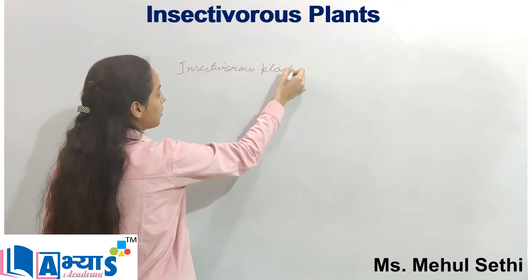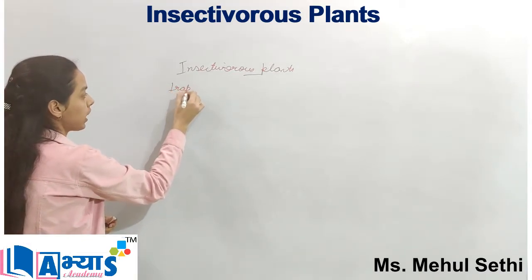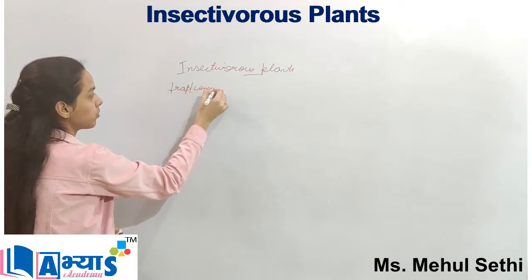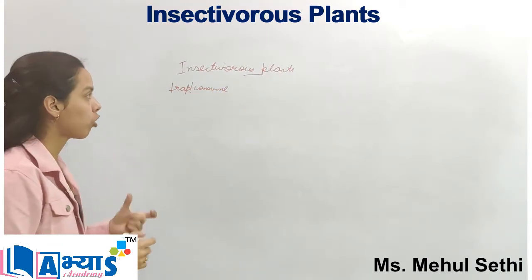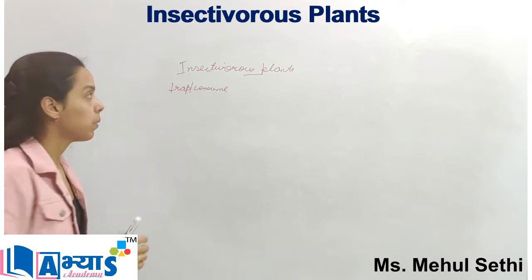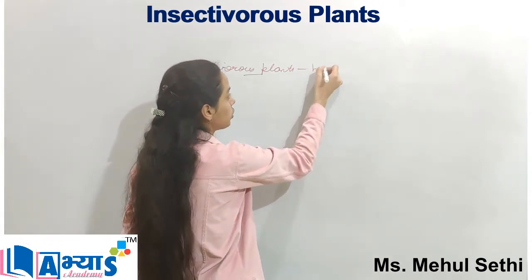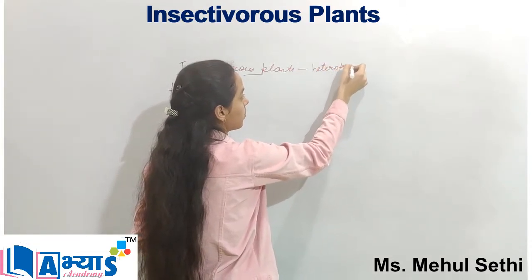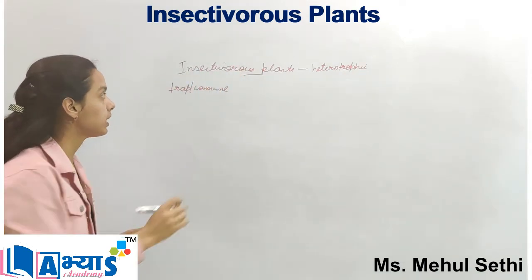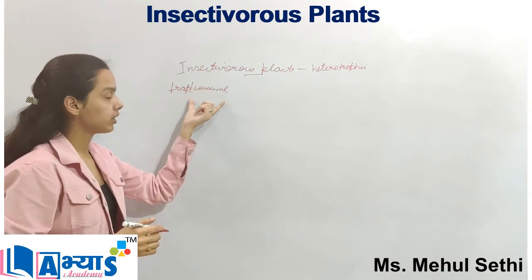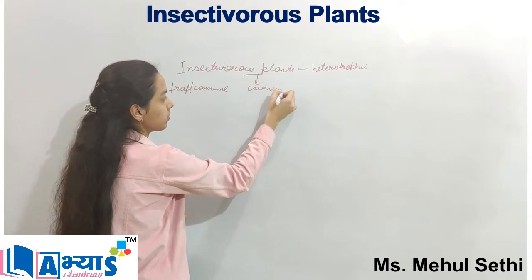Insectivorous plants. Basically, these are those plants which can trap or consume other organisms, basically insects, from the atmosphere to gain energy. Because they depend on other organisms for their food, it is a type of heterotrophic nutrition. Basically, as they consume insects, these are also known as carnivores.